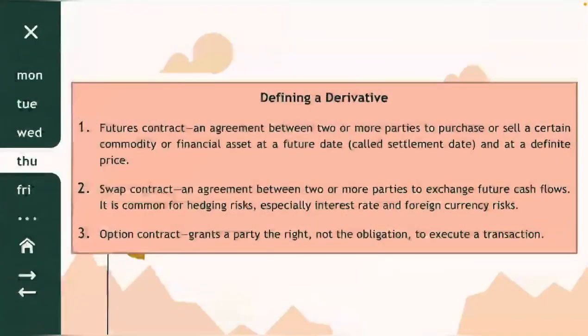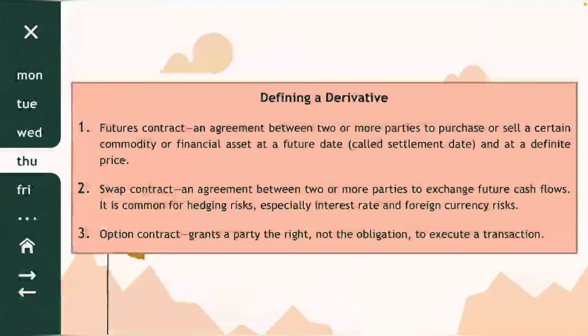Defining a derivative. The first one is a futures contract. It is an agreement between two or more parties to purchase or sell a certain commodity or financial asset at a future date and at a definite price. Second is a swap contract. It is an agreement between two or more parties to exchange future cash flows. It is common for hedging risk, especially interest rate and foreign currency risk.